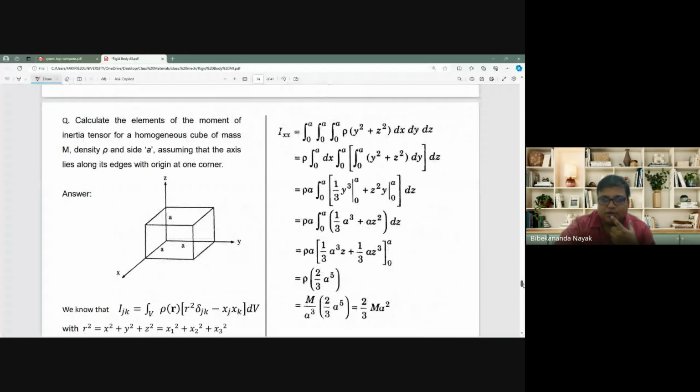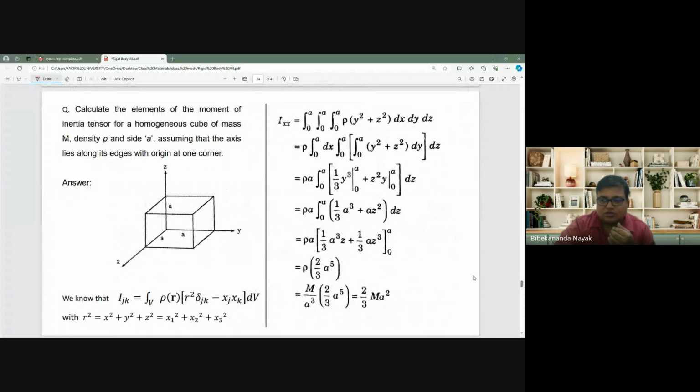This is a very important problem that generally comes in our examination. Calculate the elements of the moment of inertia tensor for a homogeneous cube of mass m, density rho, and side a, assuming that the axes lie along the edges with the origin at a corner. And this is a cube. Find the moment of inertia. Cube means every side is the same, a.